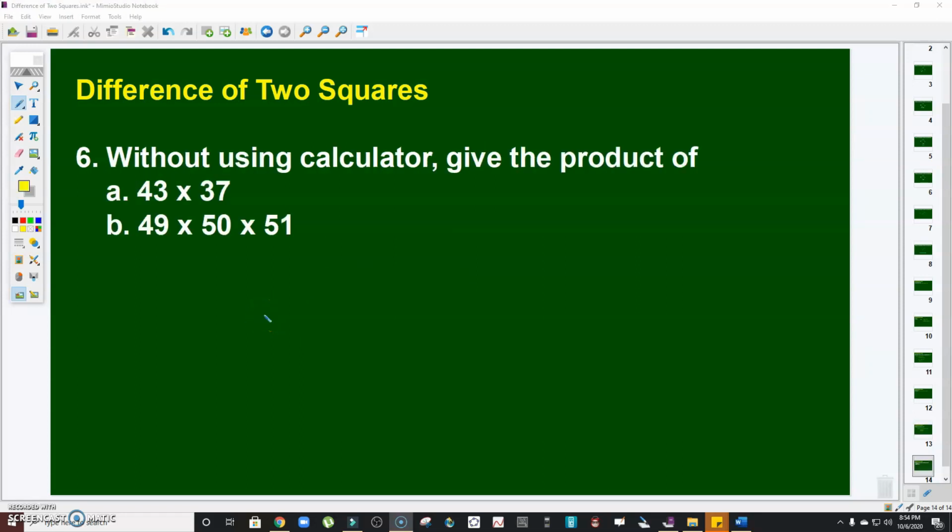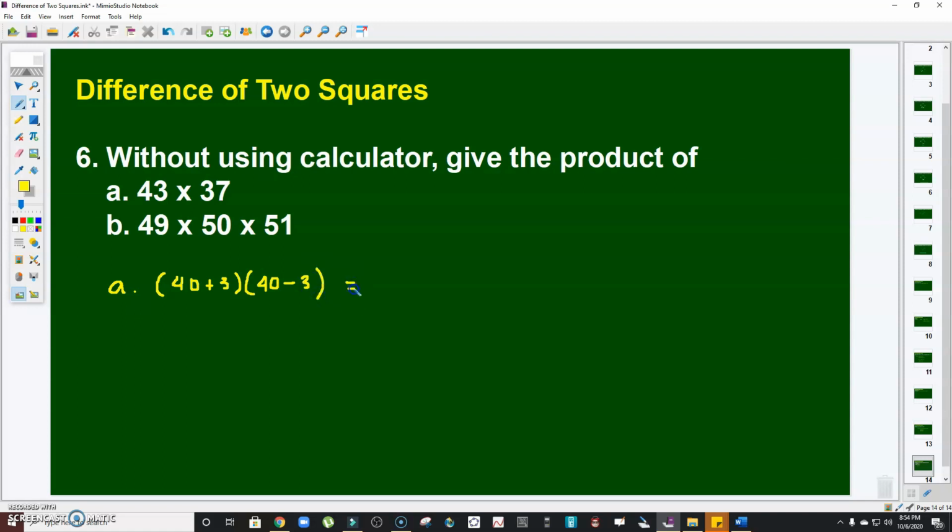Okay, we are now on the last problem in this video. Problem number 6. Without using a calculator, give the product of 43 by 37 and 49 by 50 by 51. Let's start with letter A. We're going to avoid the usual procedure in multiplying numbers. What I'm going to do here is express 43 as 40 plus 3, while 37, express it as 40 minus 3.